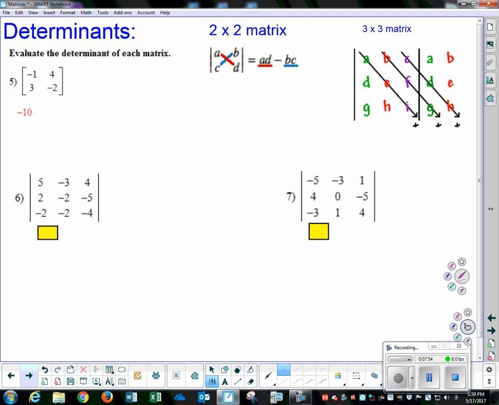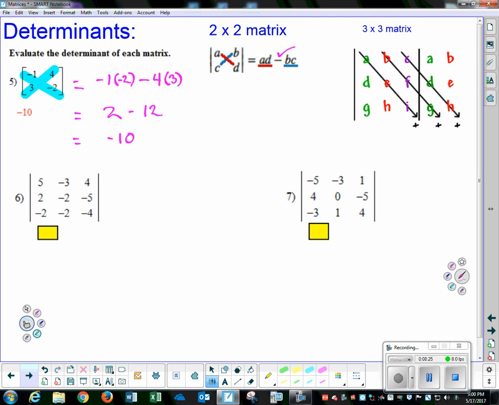So I'm going to take, for my determinant here, -1 times that -2. I'm working across this diagonal first, and then it is a subtraction sign, so subtract the other diagonal, which is 4 by 3. Which gives us a 2 minus 12, or a -10.